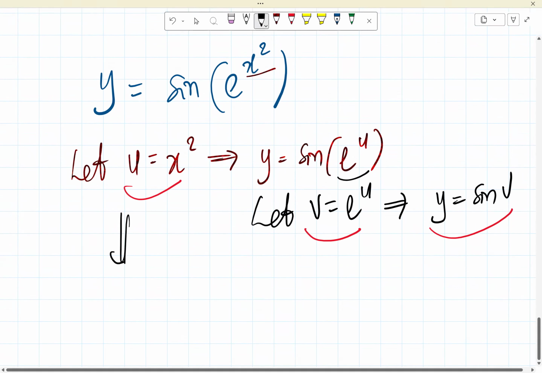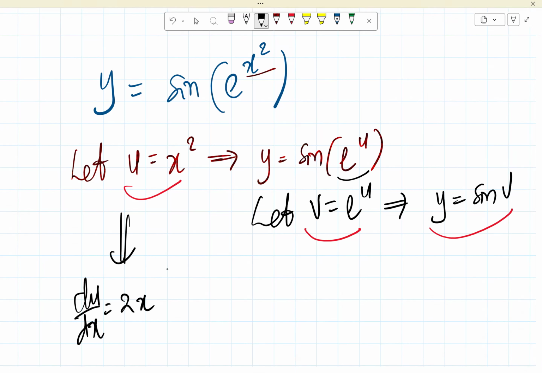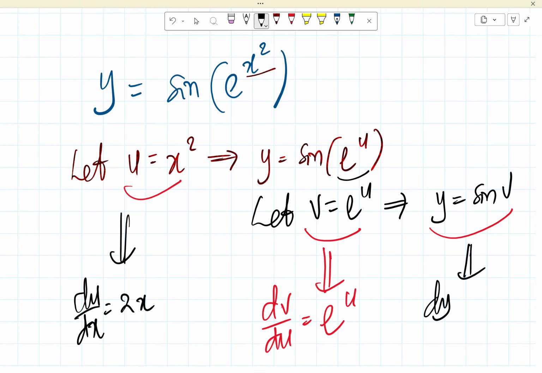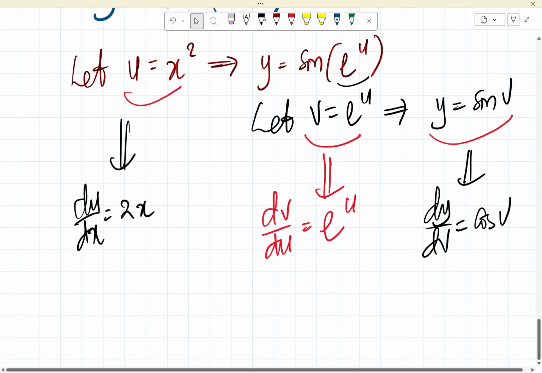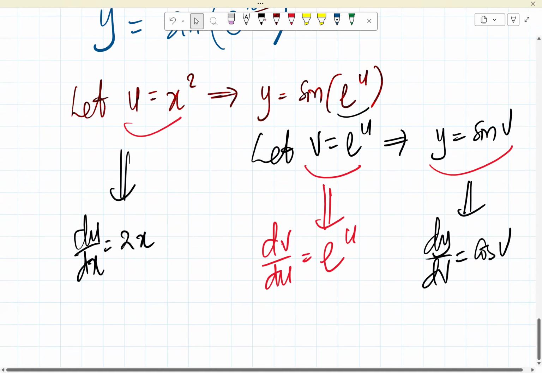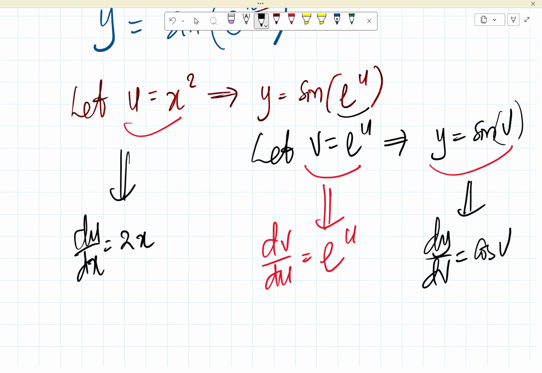So for this now, we know that du dx is equal to 2x. Then for this, we have dv du. When you differentiate v with respect to u, you get simply e raised power u. Nothing changes. And then coming here, you have dy dv. When you differentiate sine v, you get cos v. So what you have to do next is to replace what you have to replace.